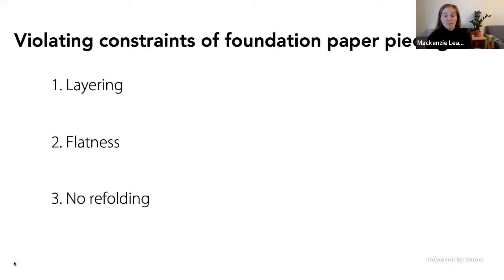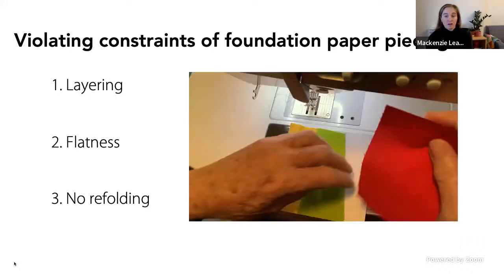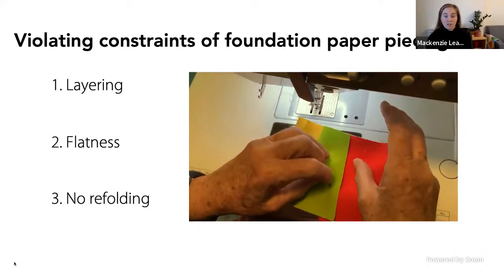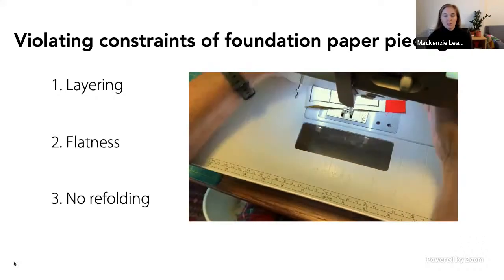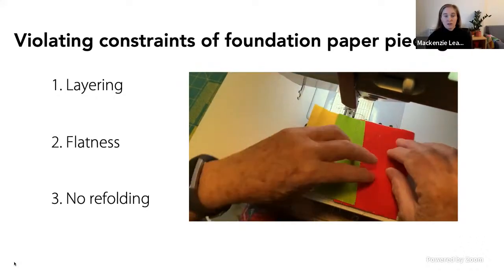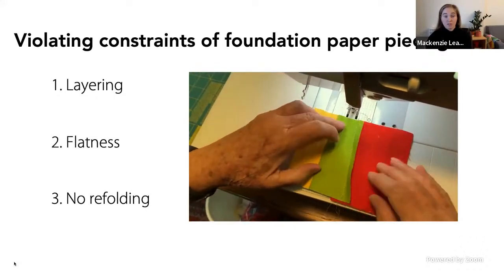But if I violate these constraints, I do not properly hide the stitching and seam allowances. So here on the right, I'm going to violate the layering constraint. So I attach the red piece incorrectly under the green piece instead of on top, and this is going to result in the edges of the green fabric becoming exposed instead of hidden.